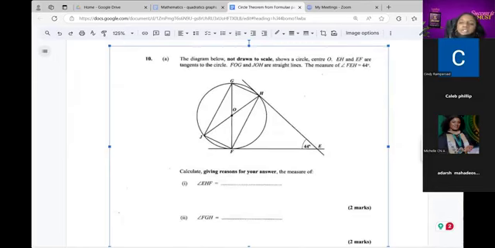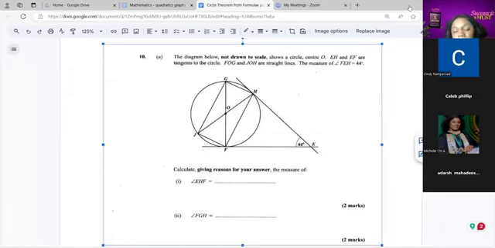The diagram below is not drawn to scale, meaning it's not drawn to the exact size. So you can't use any measuring instruments to measure anything, or you won't get the correct answer. If they did say it was drawn to scale, though, you could use measuring instruments and be able to figure out the answers.